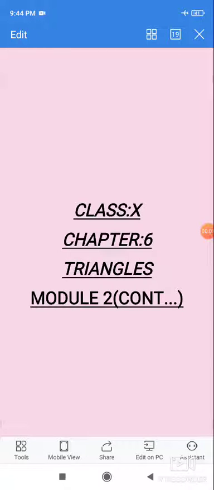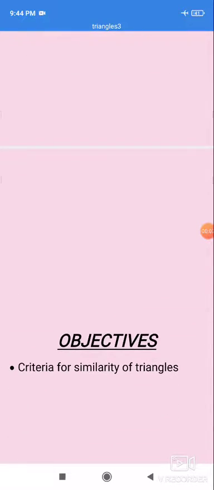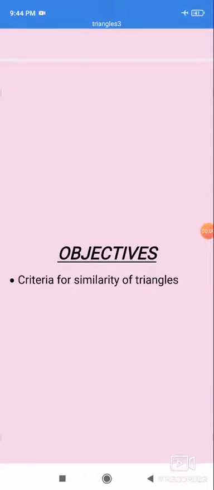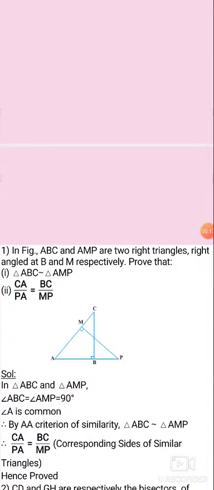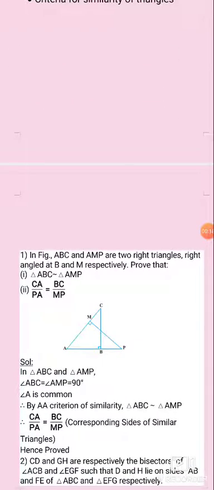Class 10, Chapter 6, Triangles, Module 2 Continuation. Objectives. In this module, you will learn about criteria for similarity of triangles. Listen carefully, students. Last class we had discussed different criteria for similarity of triangles.